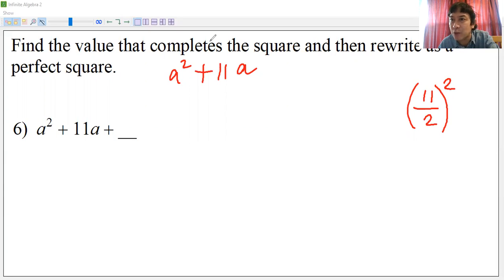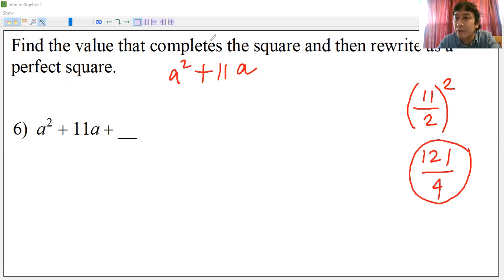So don't forget the square root. The square of 11 over 2 is 121 over 4. When you square the 11 over 2, it will be 121 over 4. And that's the number to be added, okay? It's that number to be added here. So we're going to add this 121 over 4.